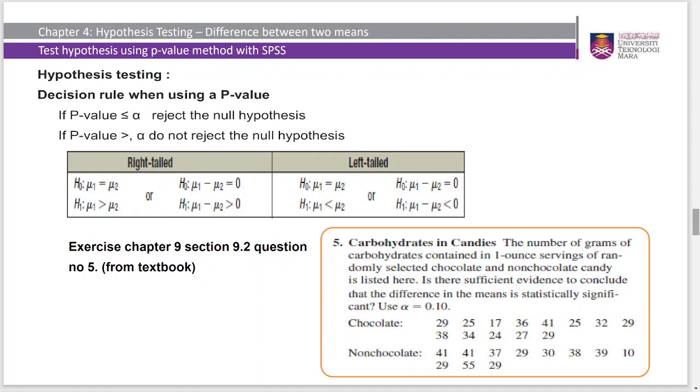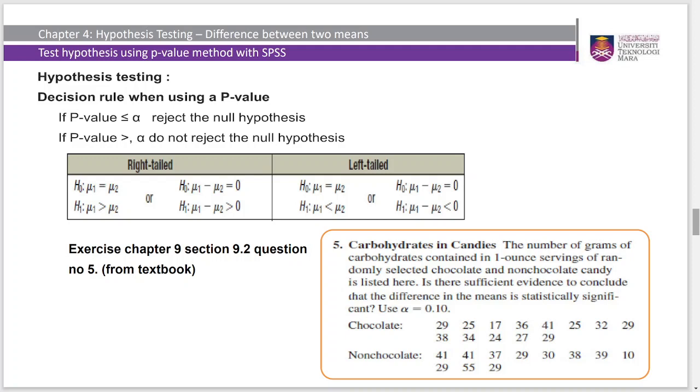Okay, you can also test this hypothesis using p-value. So just remember that if you are using the SPSS, you have to be very, very careful when you want to test the hypothesis using p-value whenever you deal with a one-tail. Okay, one-tail test. Maksudnya sebelah kiri atau sebelah kanan saja, bukan yang two-tail.